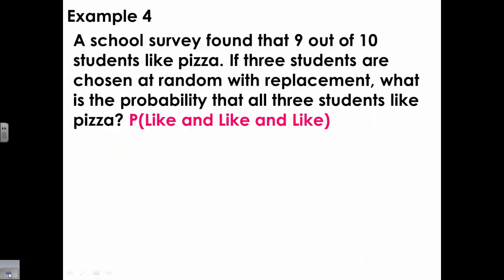A school survey found that 9 out of 10 students like pizza. If 3 students are chosen at random with replacement, what is the probability that all 3 students like pizza? So this is the probability of a randomly selected person likes it. Put that person back into the mix and randomly select again and again.